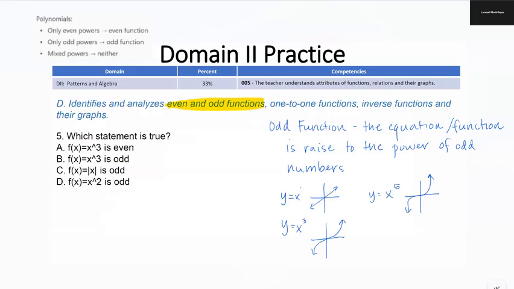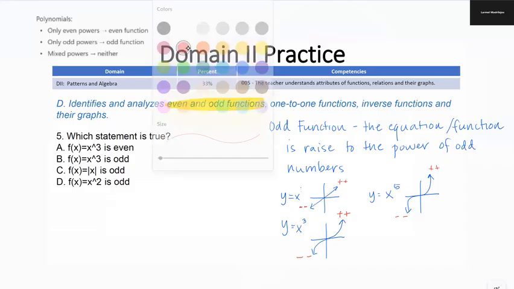So if I'm going to analyze the graph, let's use first the linear equation. My x here is positive, my y is positive. Here, my x is negative, and my y is negative. That makes it odd, okay? On the right, on the x cubed, my x is positive, and this is also a positive y. My x is negative, and this is also a negative y. Same thing here, positive and negative. So now, how do we know if it's even?